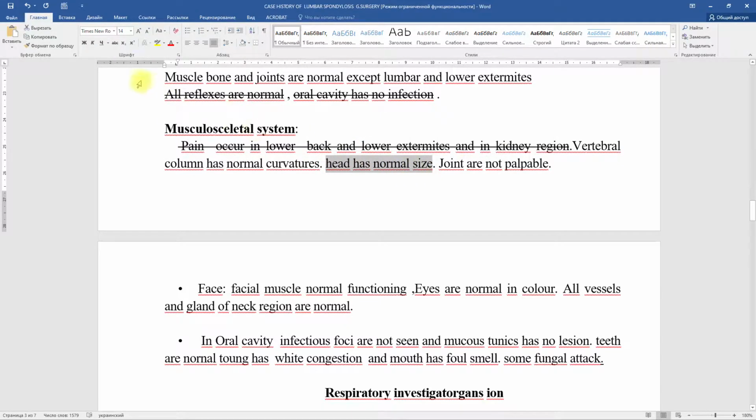Head has normal size. What do you mean by that? What is a normal size of the head? How did you measure that? What measurement tools did you apply? What nomograms for normal size of the head?